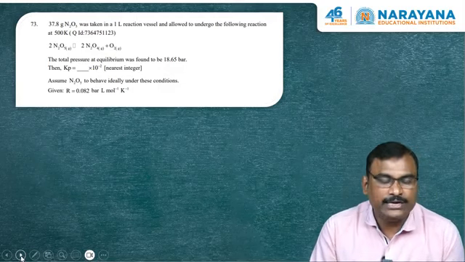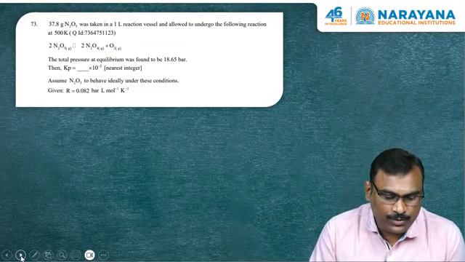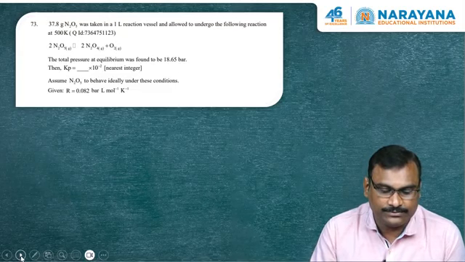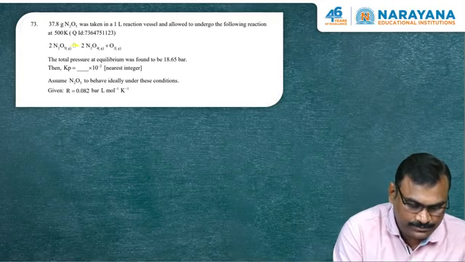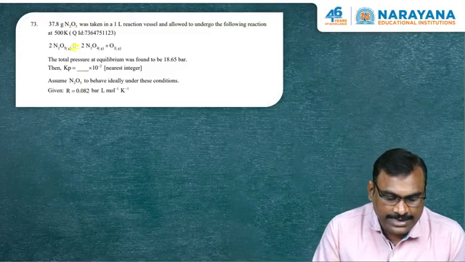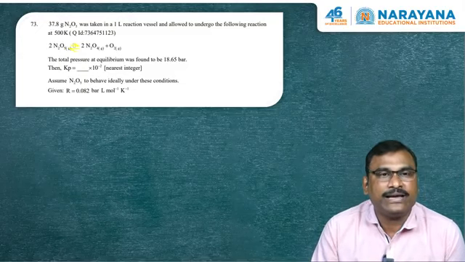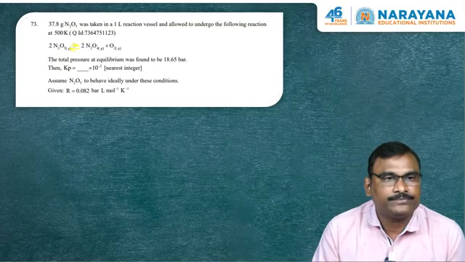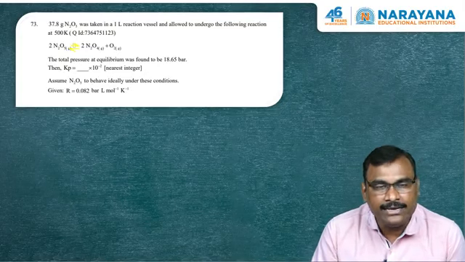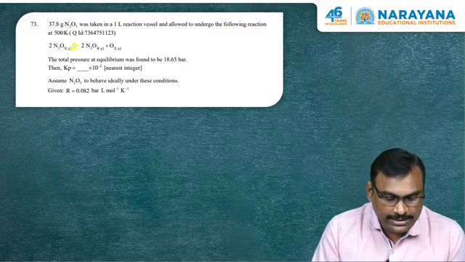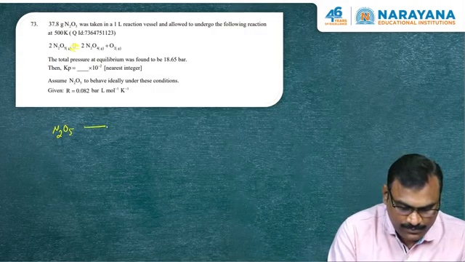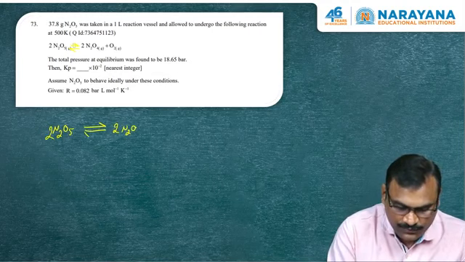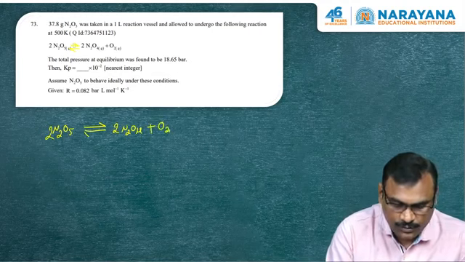37.8 grams of N2O5 was taken in a 1 liter reaction vessel and allowed to undergo the following reaction at 500 kelvins. The total pressure at equilibrium was found to be 18.65 bar. Then calculate Kp. Assume N2O5 to behave ideally under this condition. Okay, let us go for the answer. N2O5 gives rise to N2O4 plus O2.